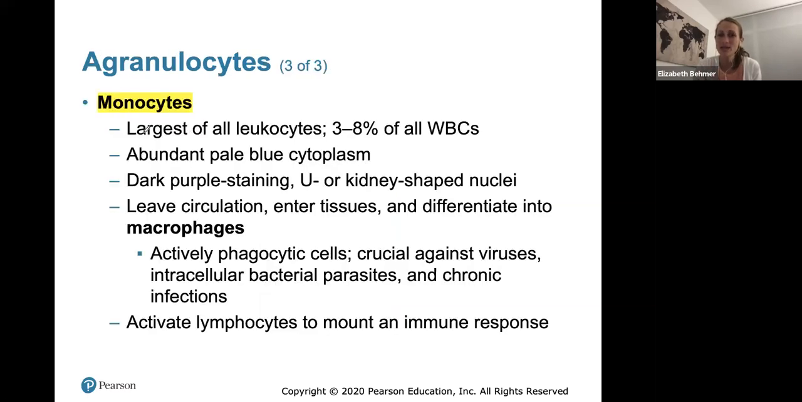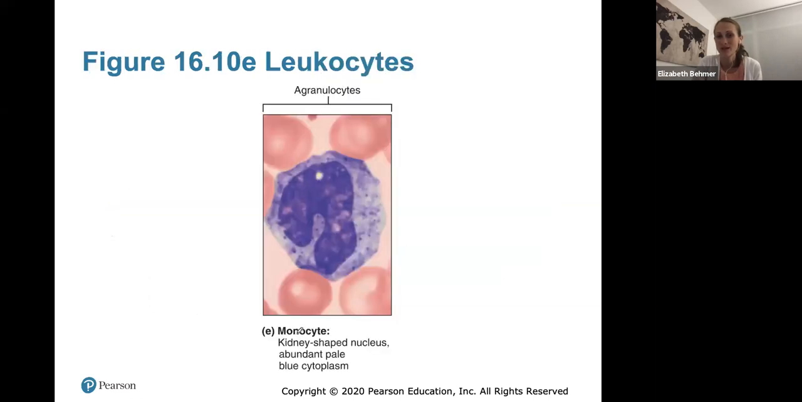The monocyte is the largest of all the leukocytes. It leaves circulation, enters tissues, and becomes a macrophage, which is an actively phagocytic cell, very crucial against all viruses, intracellular bacterial parasites, and chronic infections. It will work to activate other lymphocytes to mount an immune response. And that's what a monocyte is. So it's the largest, and it has more of a kidney bean shaped nucleus.